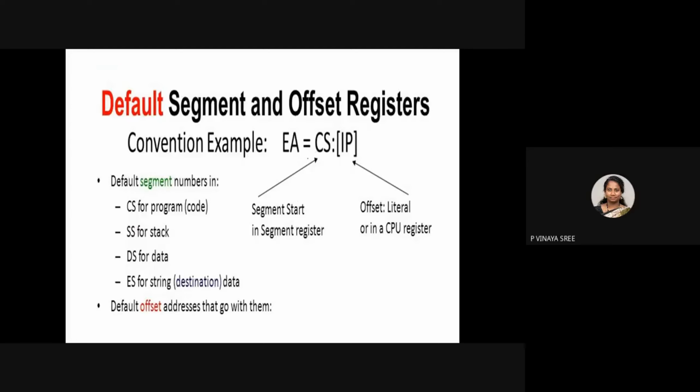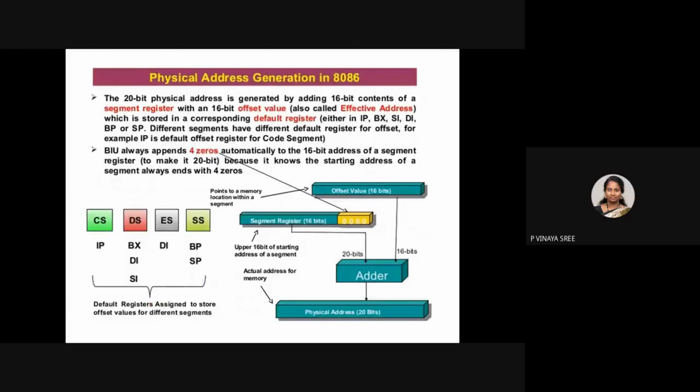The code segment's starting segment address is stored inside a memory register called a segment register. These are all the segments: code segment, stack segment, data segment, and extra segment. Whenever we are selecting any segment, we need to select the particular offset register. Now, this is the 20-bit physical address generation.